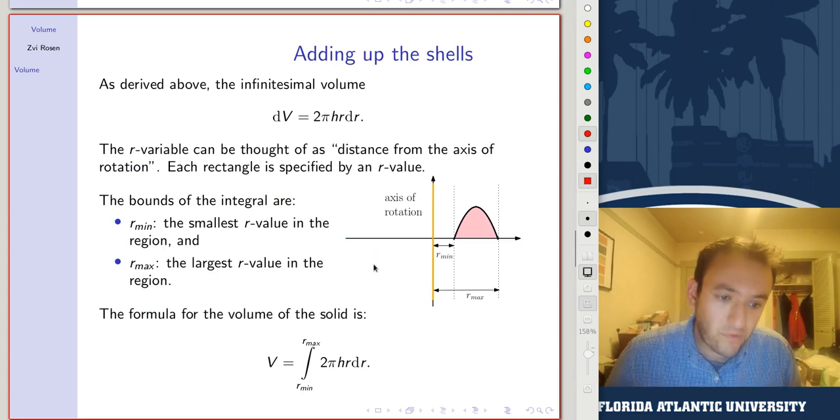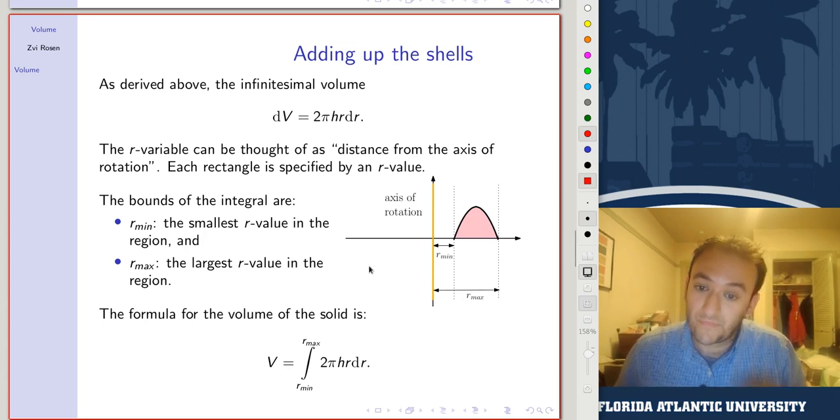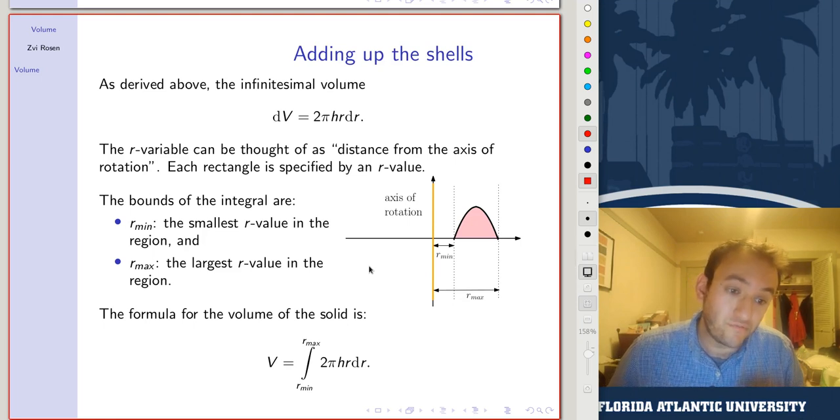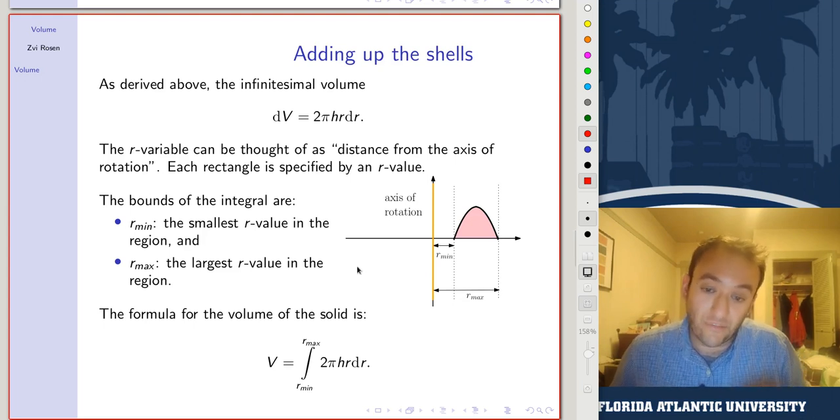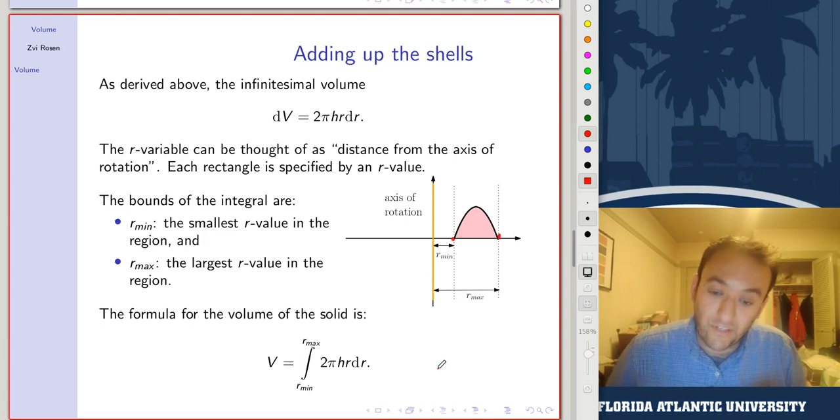Okay, so now we have our formula for an infinitesimal volume, and that's dV equals 2πhr dr. Now the r variable can be thought of as the distance from the axis of rotation to wherever you are in your region, and each rectangle is specified by an r value. When we compute our integral to compute the volume based on the infinitesimal volume, the bounds of the integral are going to be r min, the smallest r value in the region, and r max, the largest r value in the region. And that's indicated in this image based on the smallest radial value and the largest radial value in the region that we're rotating.